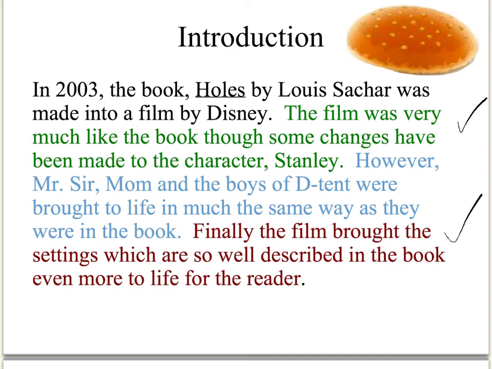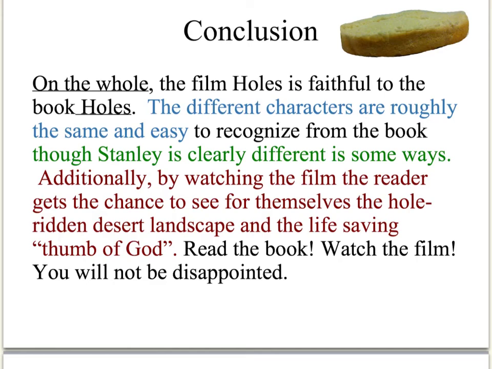And then in my conclusion, I'm going to tell the reader, this is what I just wrote about. And here you'll see the same things coming up again, our 3 different ingredients again, but not exactly in the same order. Here I talk about the different characters. My lettuce came there. The hamburger patty here, though Stanley is clearly different in some ways. And then about the setting there. So you see, I've got basically the same information in my conclusion as in my introduction.